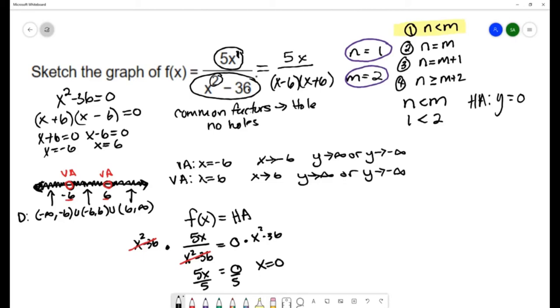Because we got a solution here, we do know that the graph will cross the horizontal asymptote at x equals 0, and we can find the y value at 0 because that's where the horizontal asymptote is. So this is the point where the graph crosses the horizontal asymptote, y equals 0.